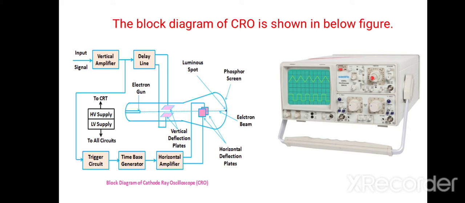This circuit generates the trigger pulse. That is, this circuit generates the pulses which keep the synchronization between the input signal and the horizontal deflection circuit. This is the main functioning of the trigger circuit.